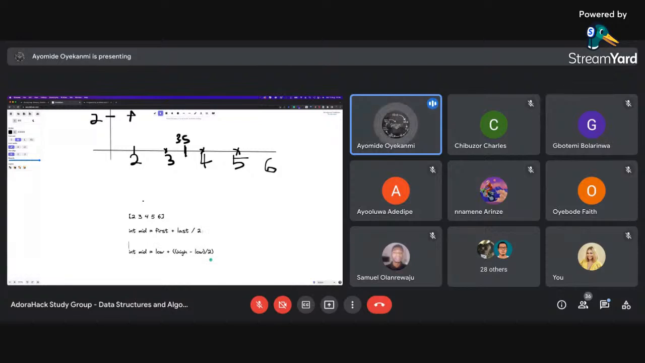So if we do first plus last divided by 2, this would be first index is 0, last index is 4, with indices 0, 1, 2, 3, 4. 4 divided by 2 is going to give me 2. And so 0, 1, 2 means that I pick 4 right here. And 4 would be my optimized distance, right?